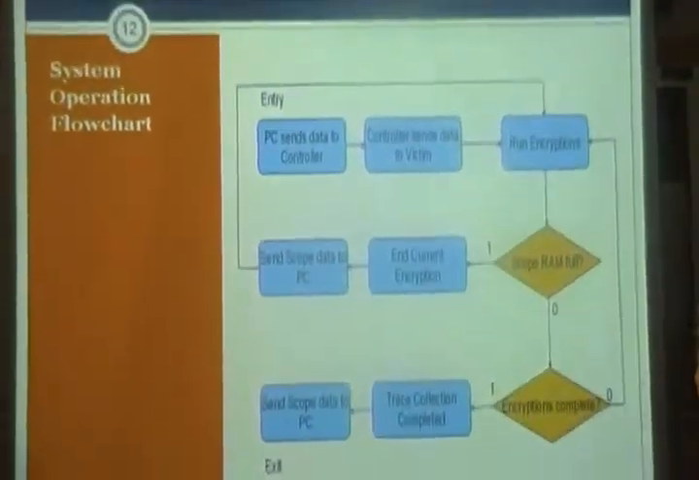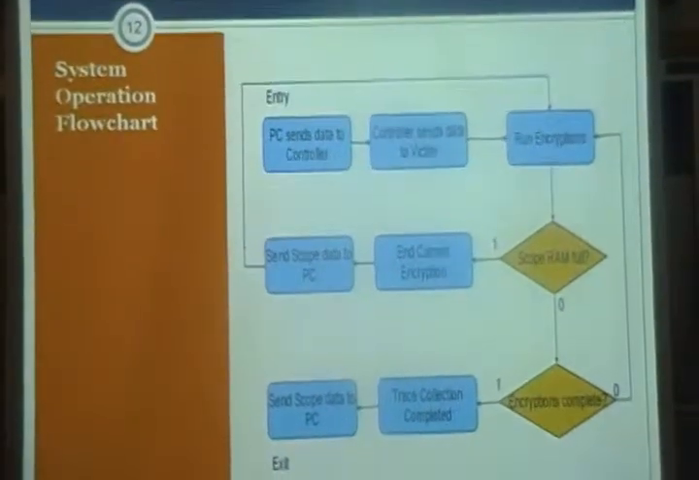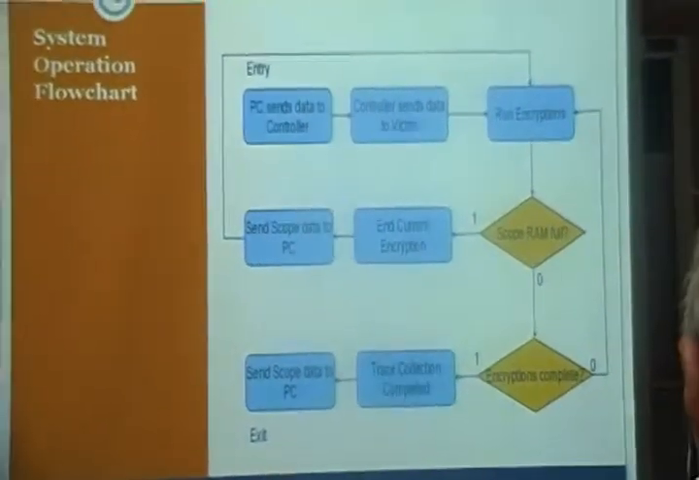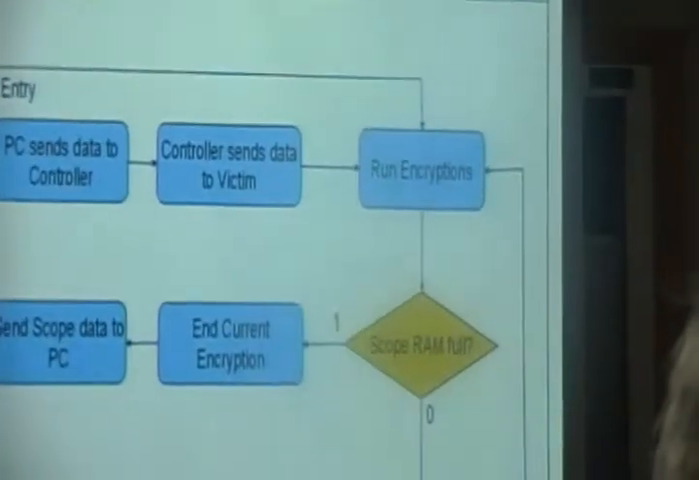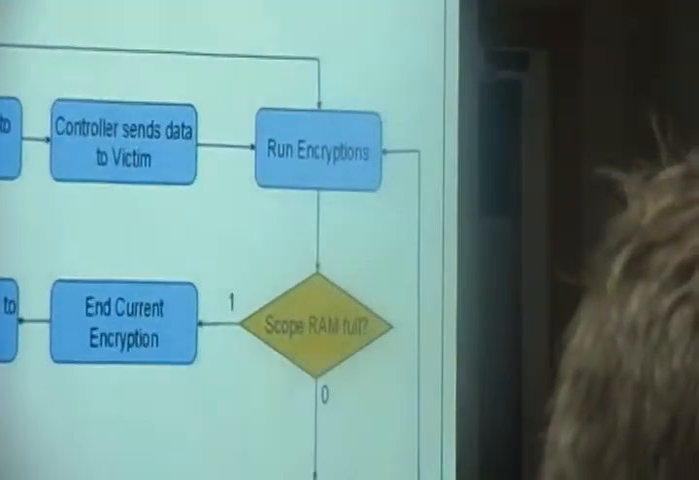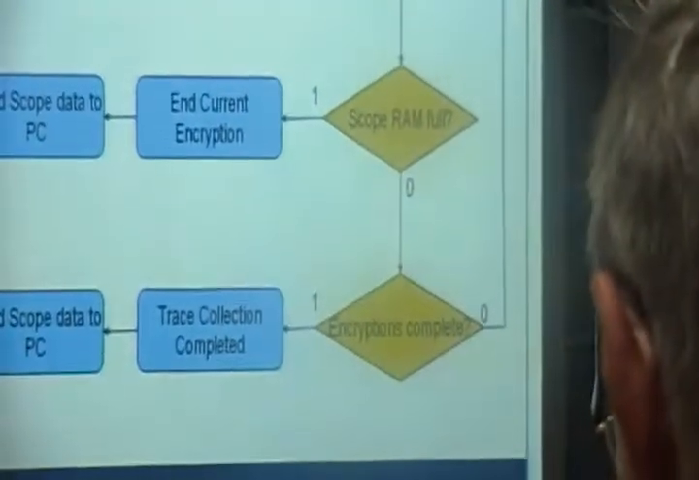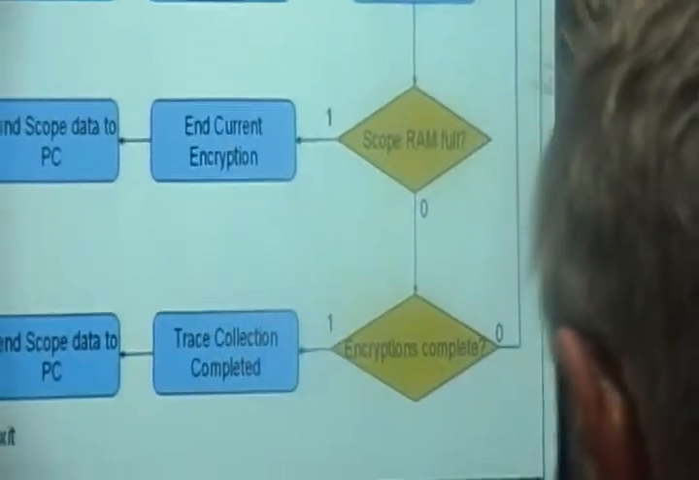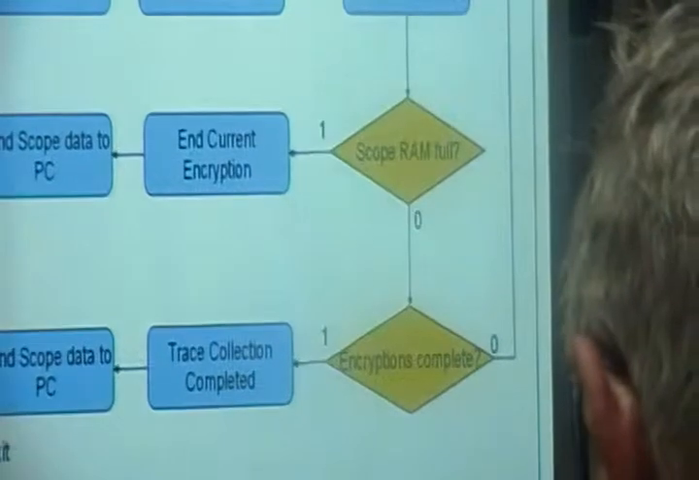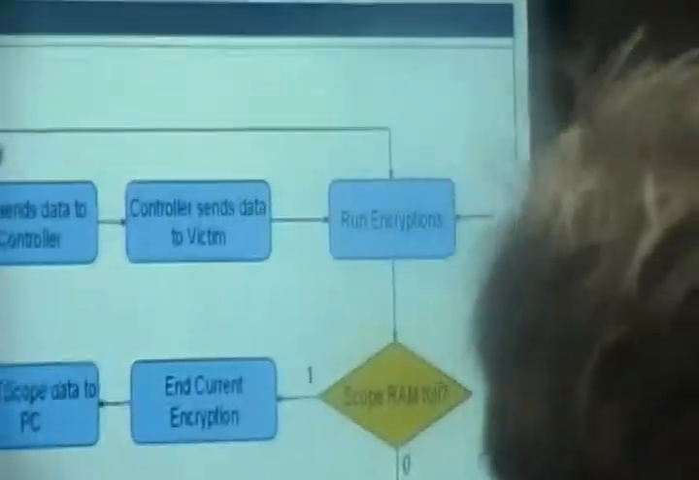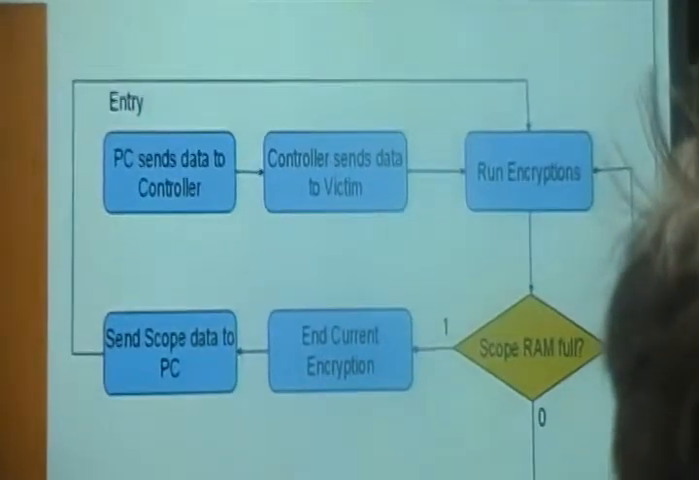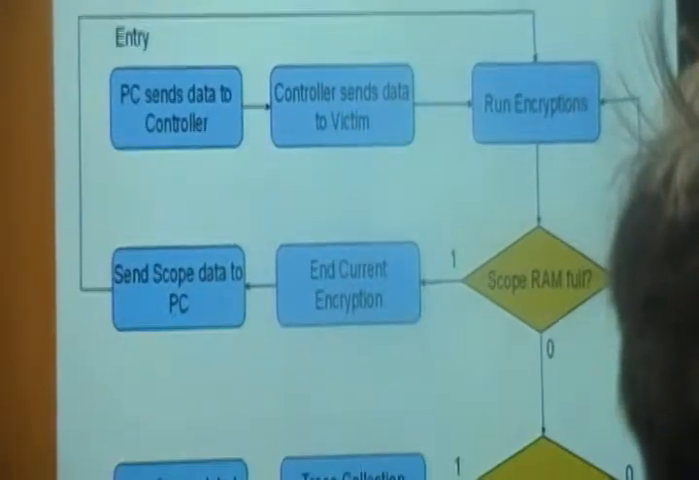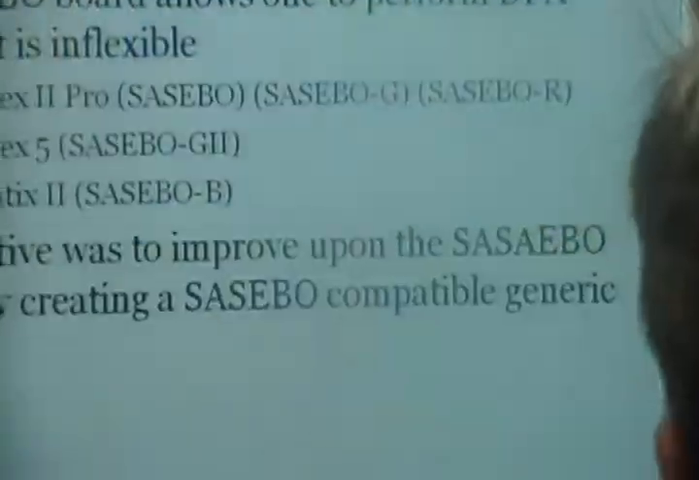The basic system operation of this device is that the PC actually interfaces with the control FPGA, which then sends relevant data to the victim. The encryption is then run while connected to an oscilloscope. Should the oscilloscope's memory become full, the current encryption is ended, the oscilloscope memory is pulled, and the encryption begins anew until enough power traces, which are user-defined, have been obtained to make a correlation.